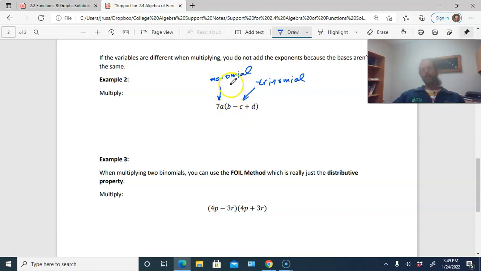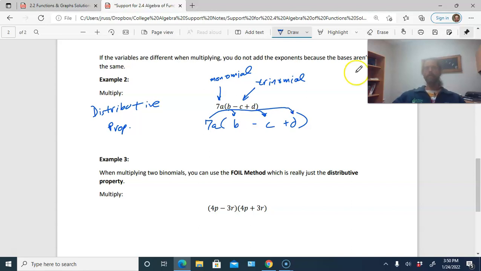So, the way you're going to multiply a monomial to a trinomial is you're going to use the distributive property. You're going to distribute that 7a to all three of those terms in the parentheses. Really, you can look at all of this multiplication as just really utilizing the distributive property. Alright, so when I use the distributive property, guys, you may have noticed in my videos, I like to draw arrows, okay, to show that I'm distributing to all those terms.